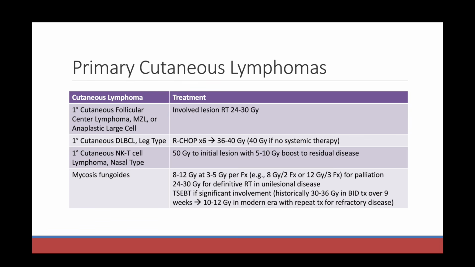Primary cutaneous NKT cell lymphoma nasal type is, again, similar to what we talked about previously, very, very aggressive as well, and needs 50 gray with a 5 to 10 gray boost. And then we have mycosis fungoides, which we can typically just treat palliatively because these patients often have multiple sites. And we can treat them with 8 to 12 gray at 3 to 5 gray per fraction. So a common regimen that I use is 8 gray in 2 fractions for mycosis fungoides. For patients that have a single lesion, that's very rare with mycosis fungoides, but you can treat that more definitively with 24 to 30 gray.